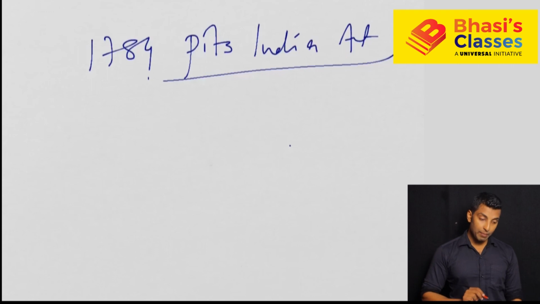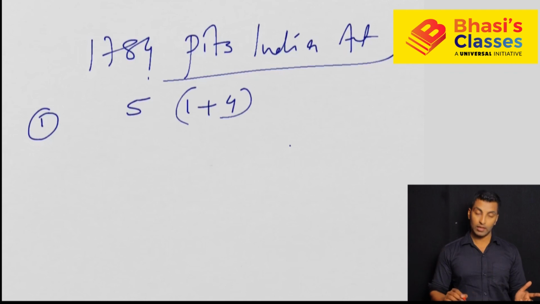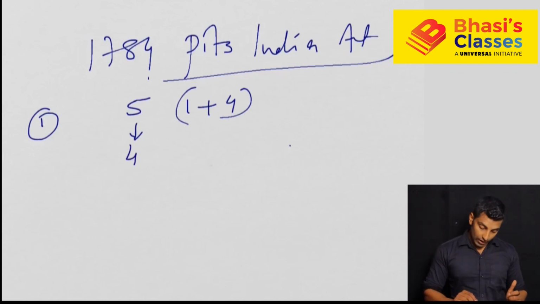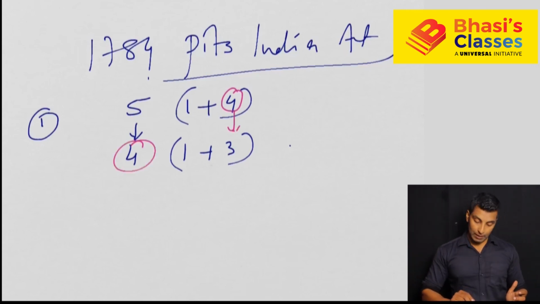So it is actually named after the British PM Pitt. That everybody knows. The first provision was that the new executive council comprised 4 members. Earlier the executive council comprised 5 members, the Governor General plus 4 members. Now this was reduced to 4. How? Governor General plus 3 members. So effectively the 4 council members were reduced to 3. Total 4, that means 1 plus 3, the Governor General and 3 members.